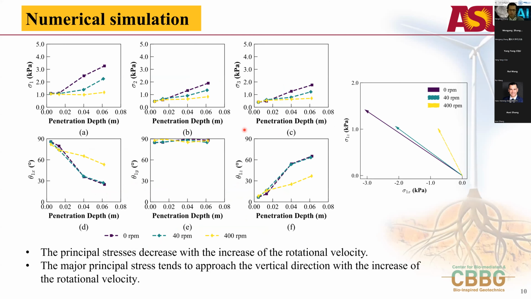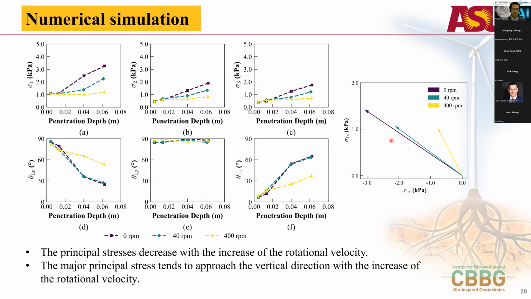We also calculated the principal stress inside a 1 mm sphere around the penetrator. So here is the principal stress, sigma 1, 2, and 3. We can see that the principal stresses increase with the penetration depth, but decrease with the rotational velocity. Besides, during the penetration process, the direction of the principal stress also changes. So we can see from figures D, E, and F the major principal stress direction in the X, Y, and Z directions.